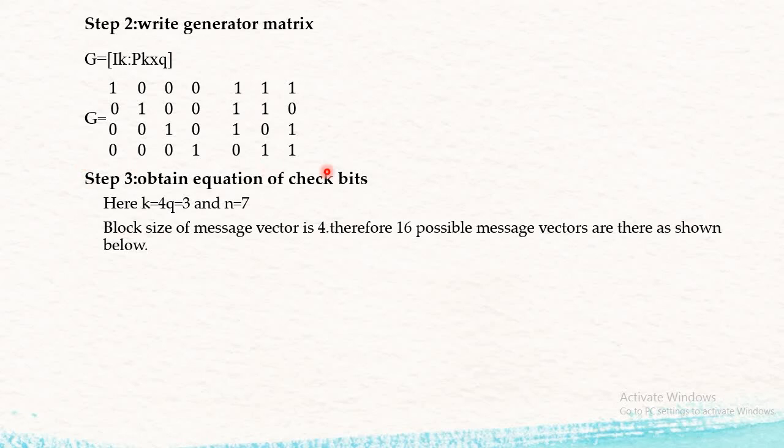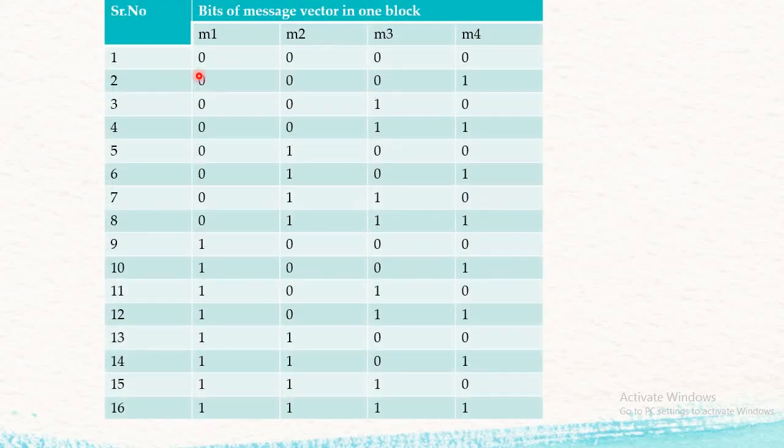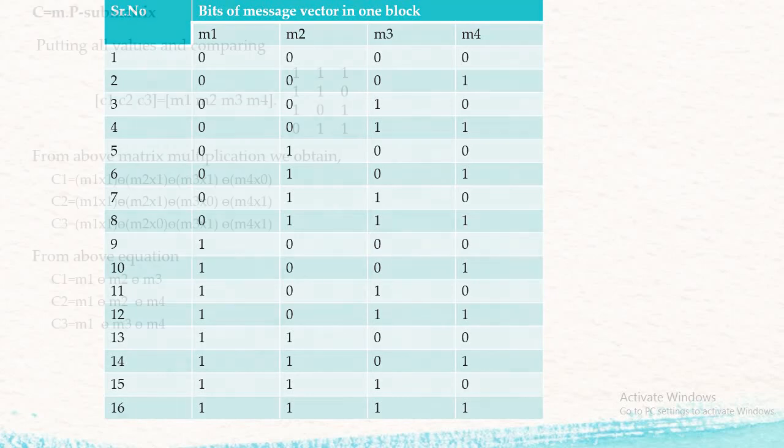Once the generator matrix is with us, we go for finding the number of check bits. Here k is equal to 4, q is equal to 3 and n is equal to 7. So the block size of a message vector is 4, therefore 16 possible message vectors are there, which are shown in the next slide. As the size is 4, the values of the message bits start from 0000, 0001, up to 1111. So we have 16 possible combinations of a message vector.